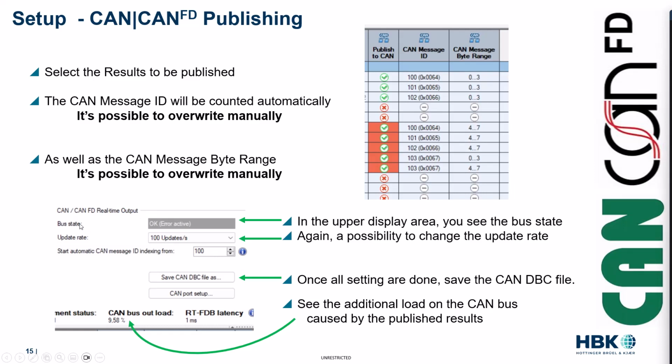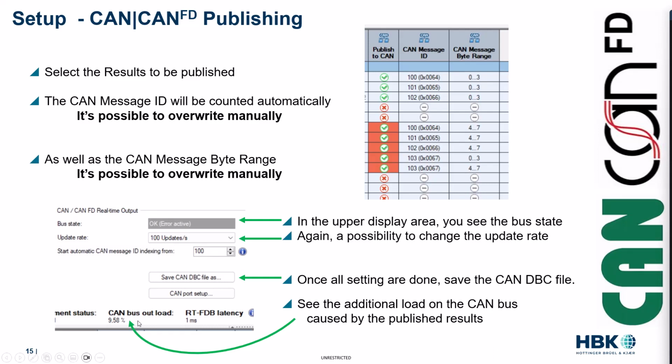You have some additional information in the same section about the bus state. Again, the update rate, the CAN message ID start index. And if you have done all that, selecting the signals, updating this, you have the possibility to create your CAN DBC file, which you need for your CAN receiver.